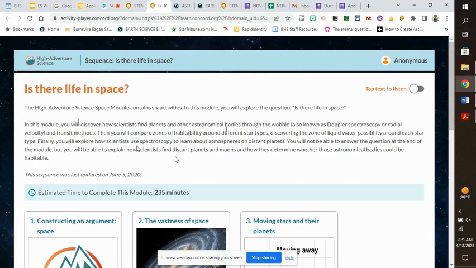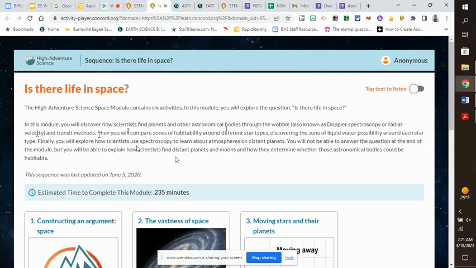Okay, it says in this one that it contains 6 activities to explore the question, is there life in space? It says you'll discover how scientists find planets and other astronomical bodies through the wobble, also known as Doppler spectroscopy or radial velocity, and transit methods. You'll then compare zones of habitability around different star types, discovering the zone of liquid water possibility around each star type. Finally, you'll explore how scientists use spectroscopy to learn about atmospheres on distant planets.